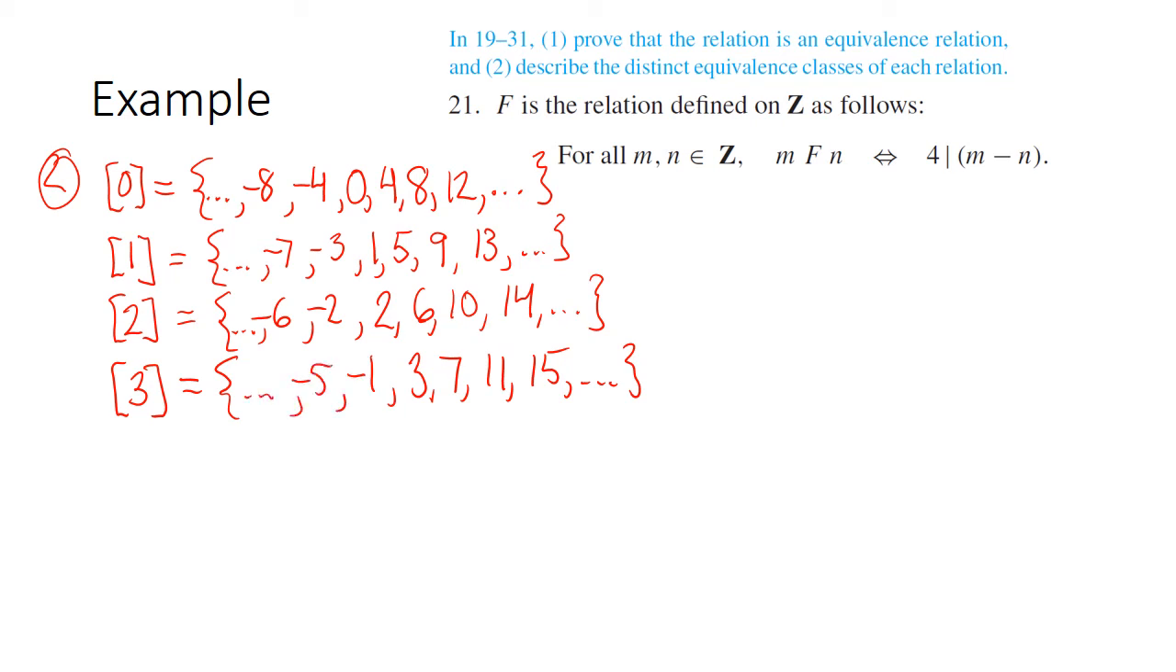Okay, and at this point, if you notice, we've actually covered every integer. So every integer is in one of these 4 classes, and of course it's not an accident that there's 4 of them. That's because we're doing divisibility by 4. So there's only 4 different remainders that you could get when you do long division by 4. So there are only 4 different equivalence classes. And that's it.